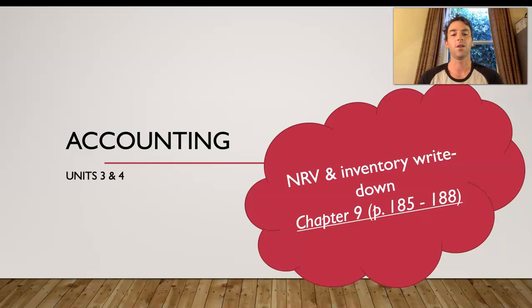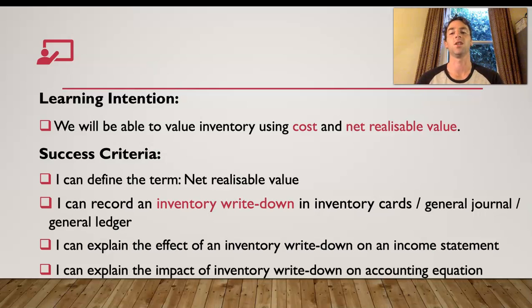We're still on chapter 9, pages 185 to 188, and we're going to focus on a concept called net realizable value and inventory write-downs. If we have a successful lesson, you will leave being able to value inventory using cost, which we've already really done, using period and product costs and identifying the cost price. But being able to value inventory using its net realizable value, and will be able to do these things.